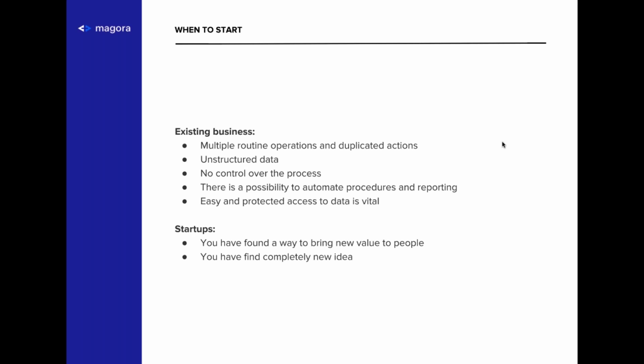So the key areas that we've identified are: do you have multiple routines and operations or duplicated actions within your system or within your business? A good place to start would be to look at the finance system and how you do that. How do you invoice customers? How do you send out reminders to customers? How do you bill your clients? That kind of thing. There is lots of software out there that can do that already, but maybe look at that.